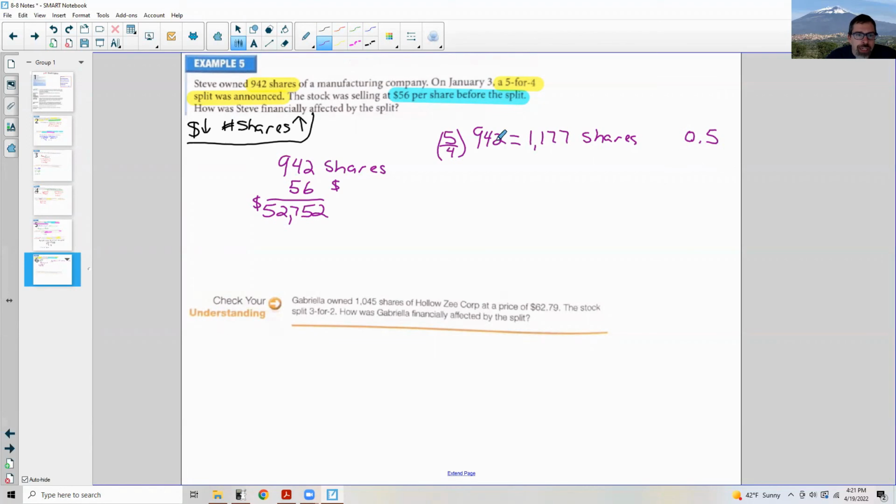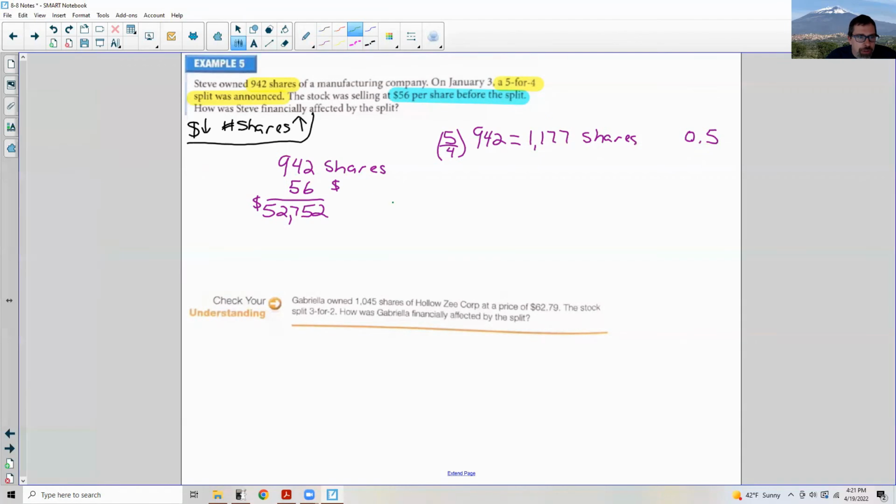So 5/4 times 942 is 1,177 and a half shares, but he's only allowed to have 1,177, no half shares. Okay. And when that happens, the share price is going to go down. So at the same time, I'm going to use the 4/5 ratio to multiply the money.